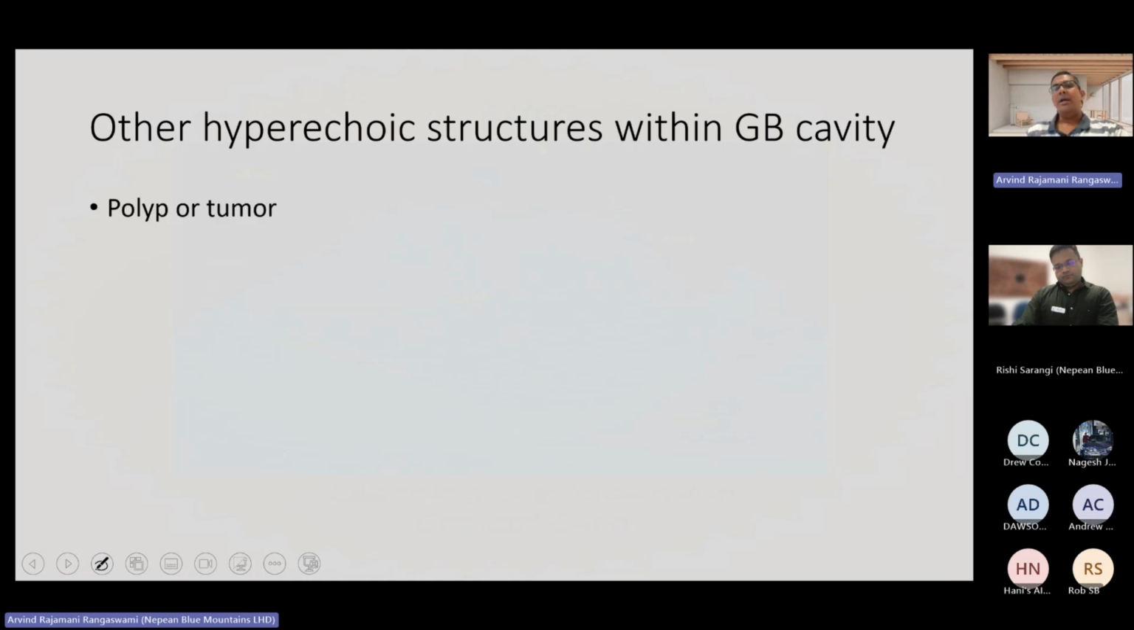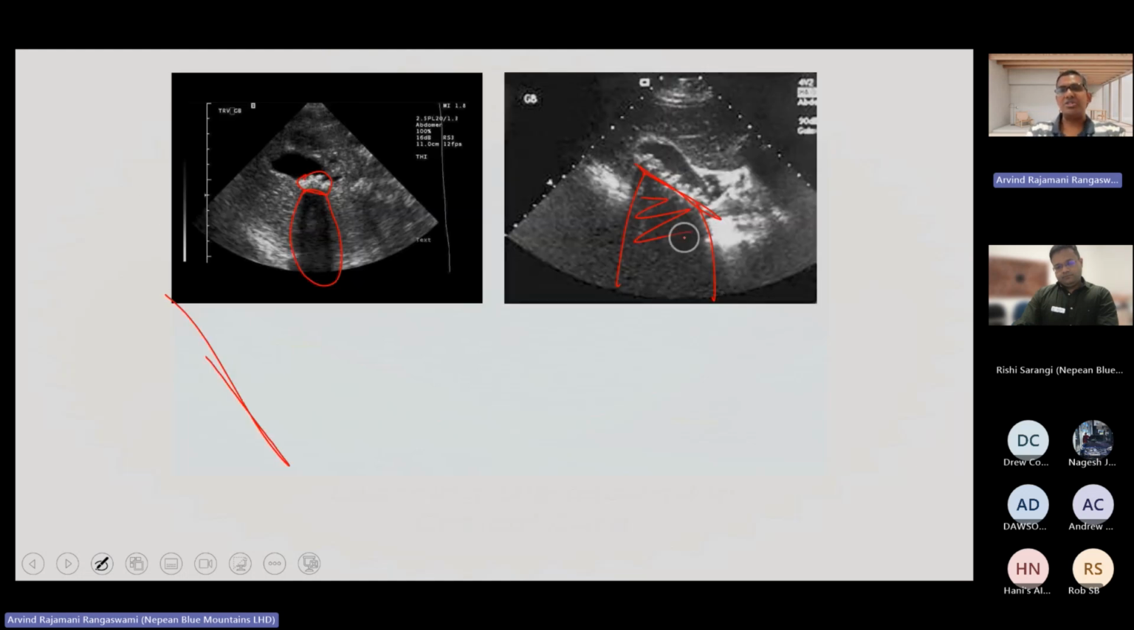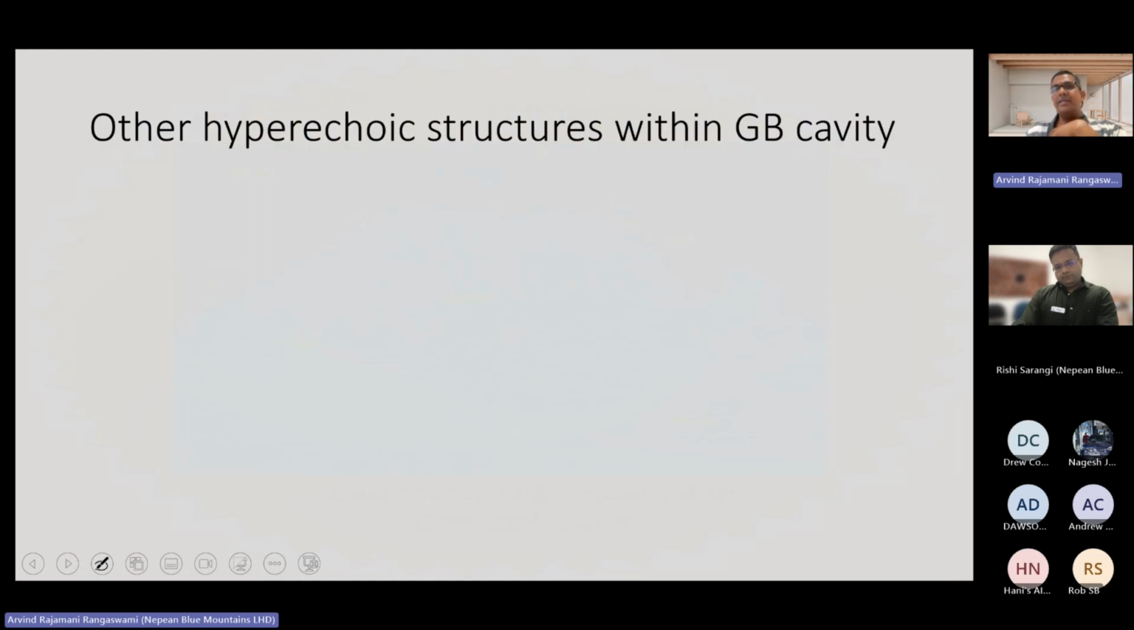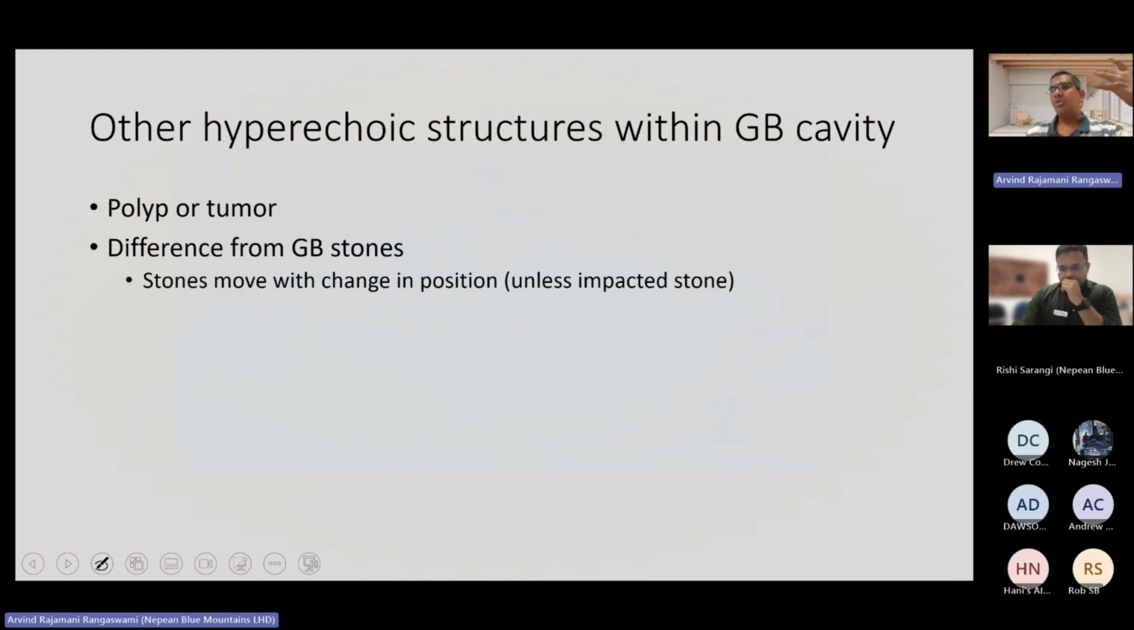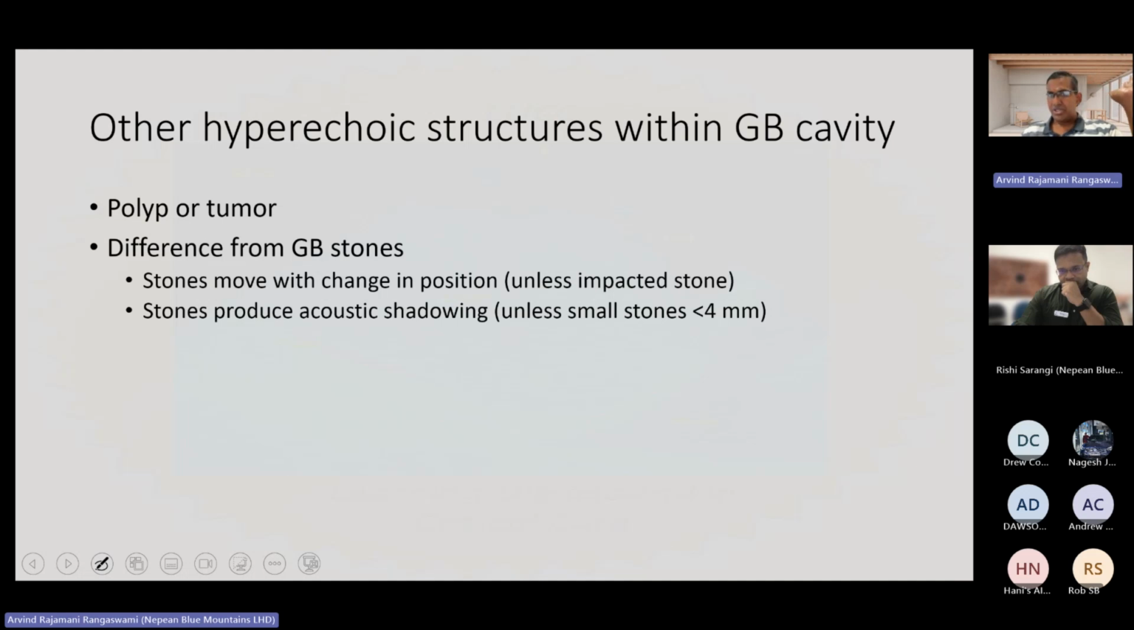Okay, now the reason why you want this acoustic shadowing is because the differential diagnoses for stones include polyps or tumors, and the difference between polyps and tumors from gallbladder stones is that the polyps and tumors are tissue. Tissues do not have acoustic shadowing, so that's the most important. And also, polyps and tumors will not change in position, but that's not going to be something that we are going to do in critically ill patients. Okay, you're not going to ask the patient to sit and stand, etc., and see what happens. But therefore, the main difference is going to be about acoustic shadows.